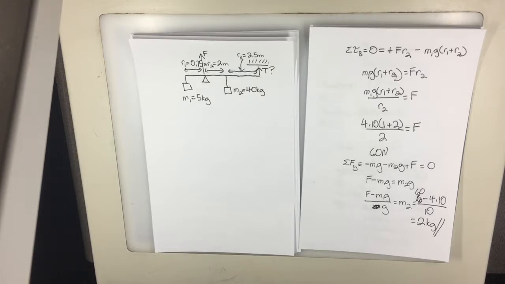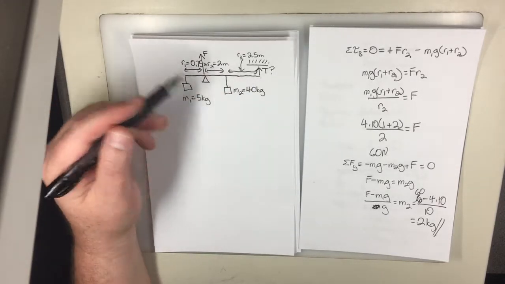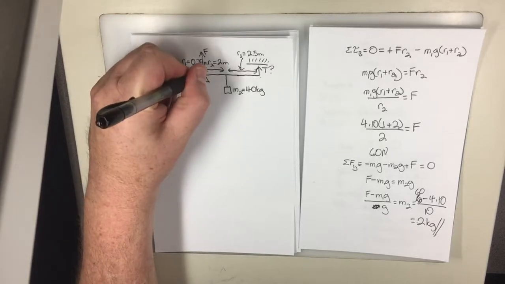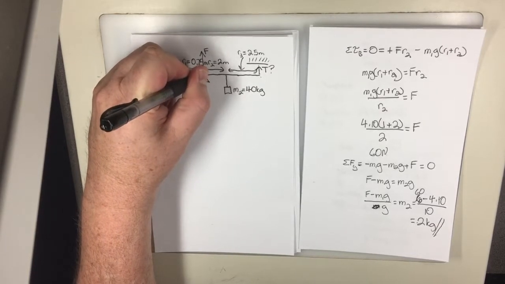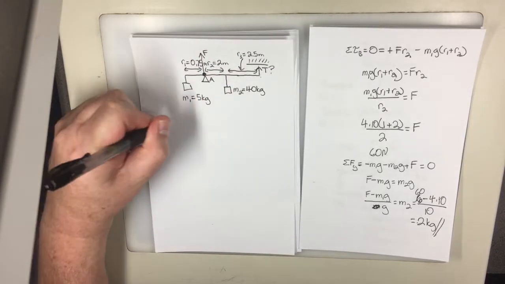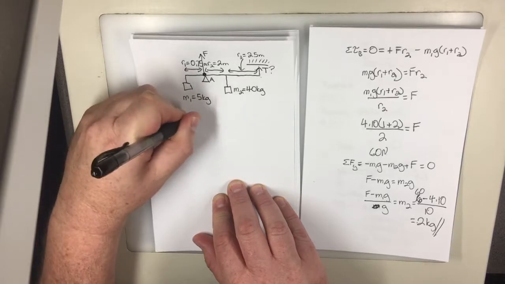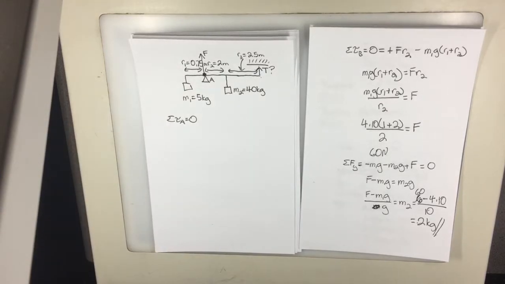One, pick a pivot point that's sensible. The two sensible points are here and there. It doesn't matter which one. I'm going to choose this one. Why? I don't know. I flipped a coin. And so that is the pivot point A. Sum of the torques around A is equal to 0. How do I know that? This thing doesn't rotate clockwise, counterclockwise, or whatever.